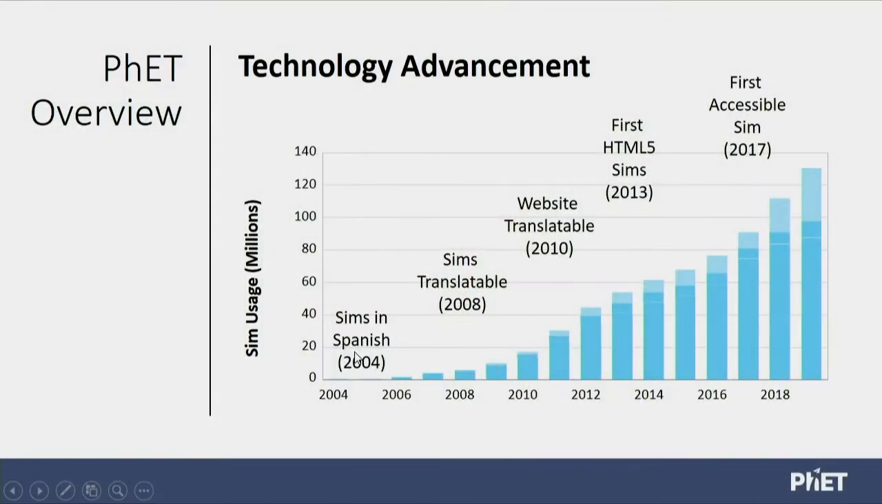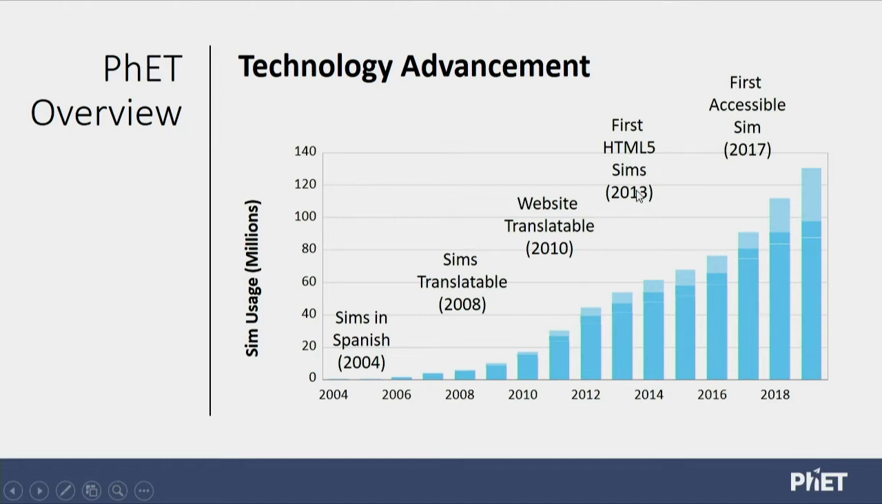Technology advancement: we first built the simulations in English, and then in 2004, pretty early on, we made them translatable into Spanish in a very rudimentary way. And then we made the simulations translatable, so anybody could translate them into any language. Then we made the website translatable, a bigger task, but still doable.